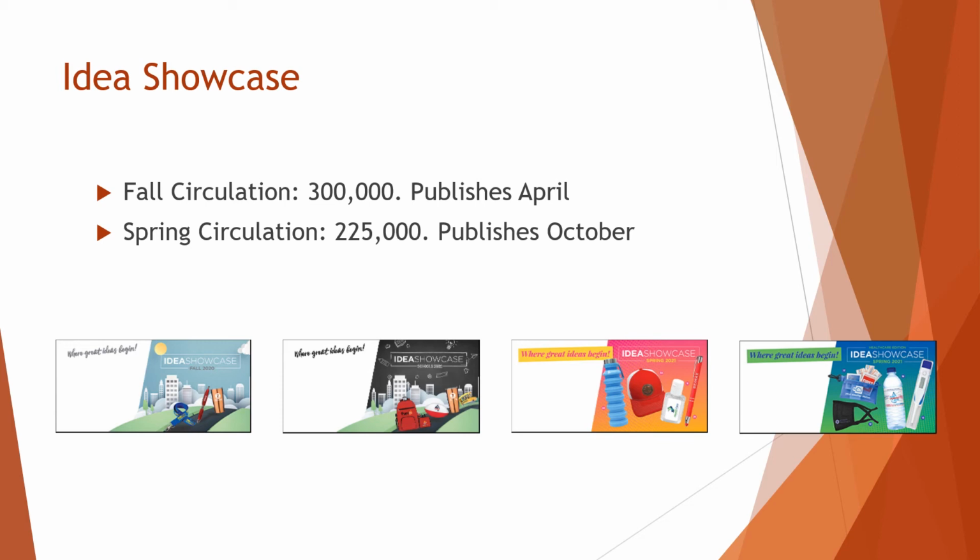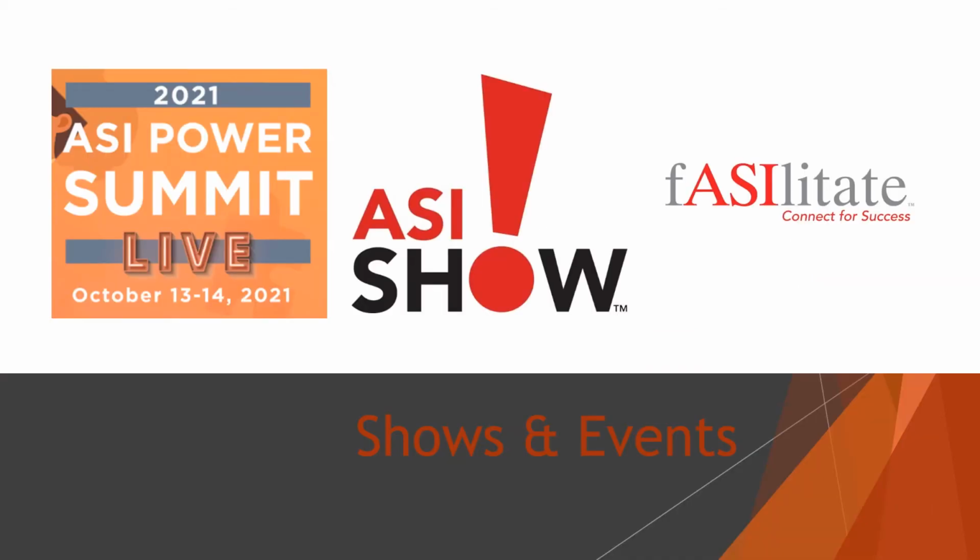Spring circulation numbers are 225,000 and it publishes in October. And again, there's 2 versions of this: the standard version and a version that highlights the healthcare market. All right, let's talk about shows and events, starting with the ASI Power Summit.